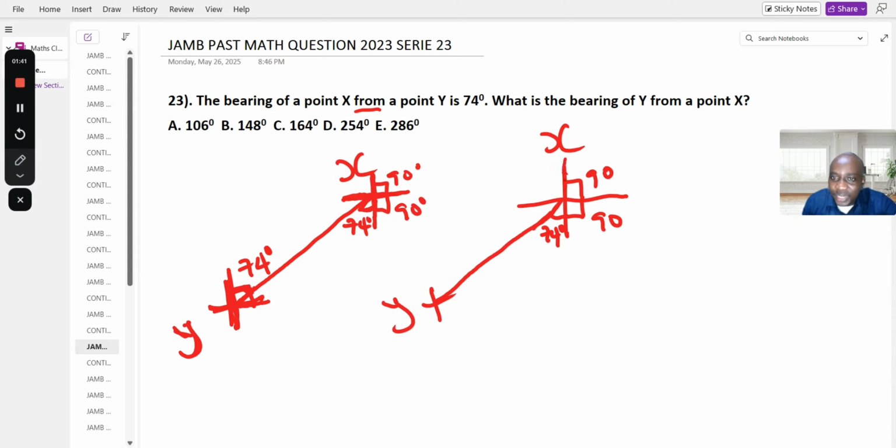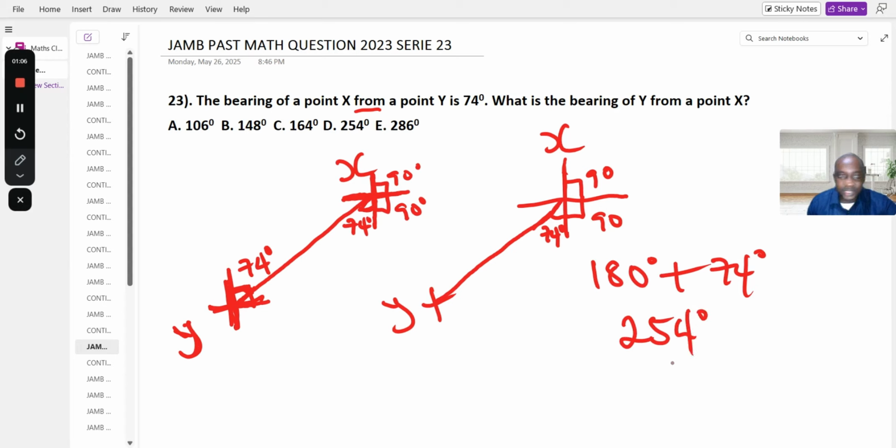We are going to calculate the total bearing. 90 plus 90 plus 74. 90 plus 90 is 180 degrees plus 74 degrees. What is it going to give us? 180 plus 74 degrees is going to give us the total of 254 degrees. It means that the bearing of Y from point X is what? 254 degrees. Do you have 254 degrees there? Yes, D. Our final answer is D.